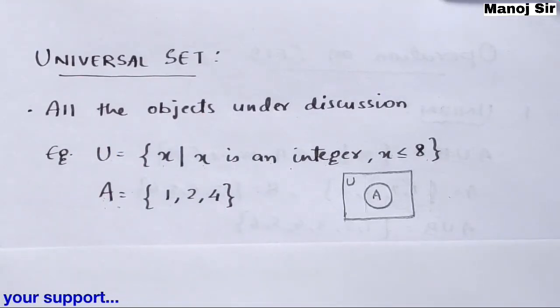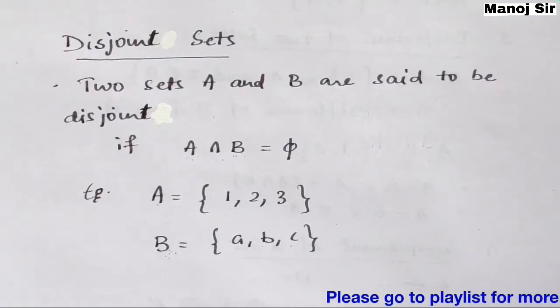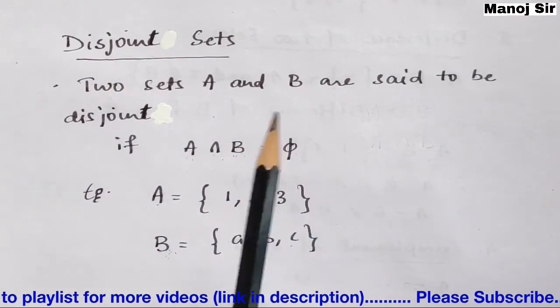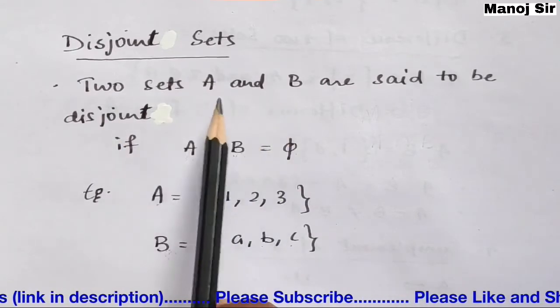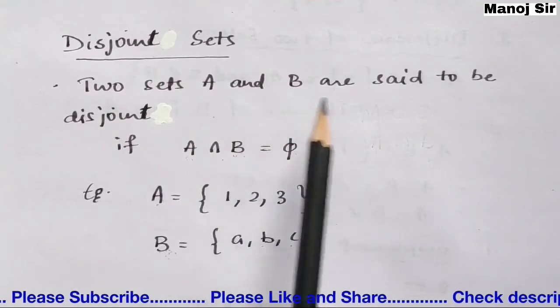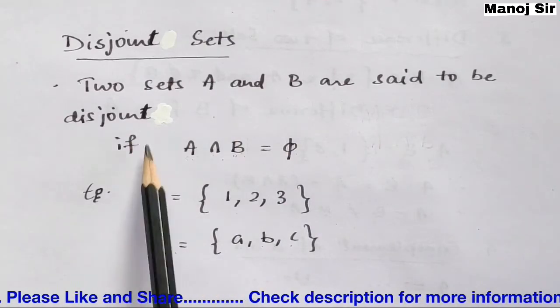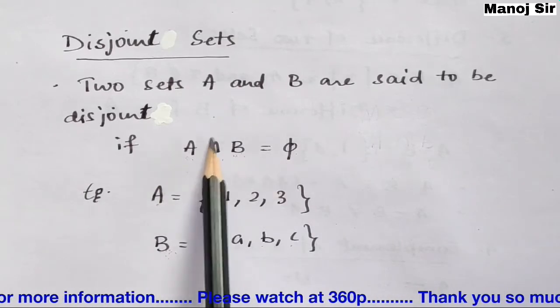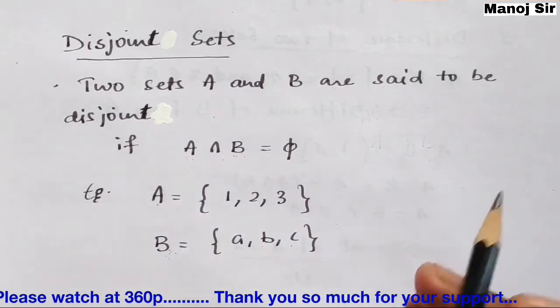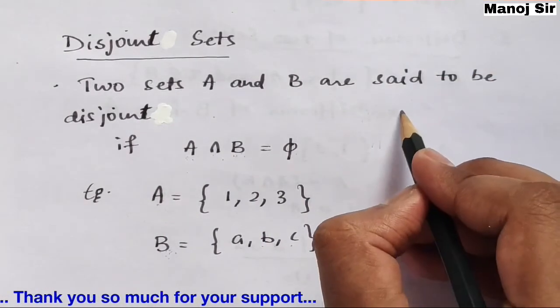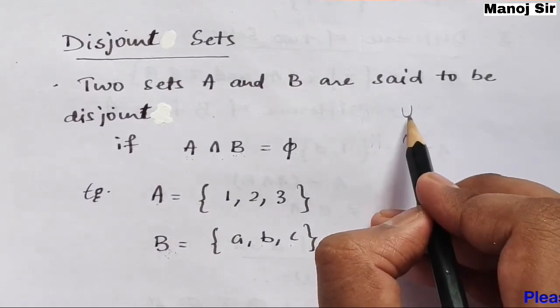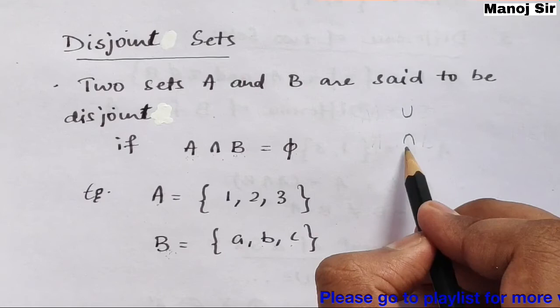Now we'll come to the next point, that is disjoint sets. This is a very important point. What are disjoint sets? We have two sets A and B. They are said to be disjoint if and only if A intersection B is equal to phi. This sign is intersection. We have two signs that you need to know. The first is this sign and the second is this sign. This sign is union, and this sign is intersection.